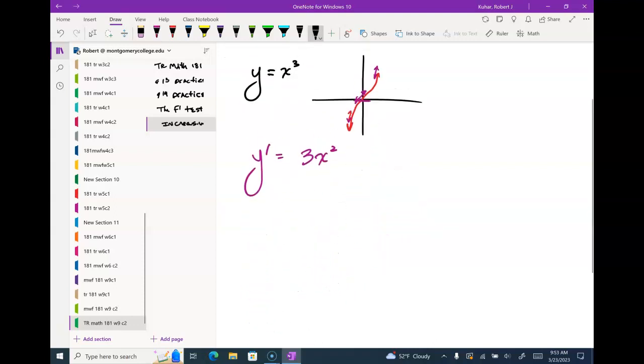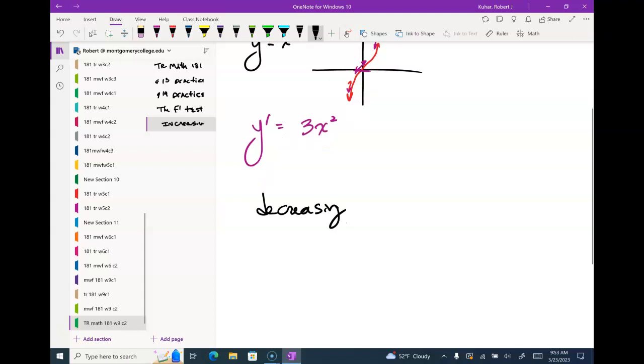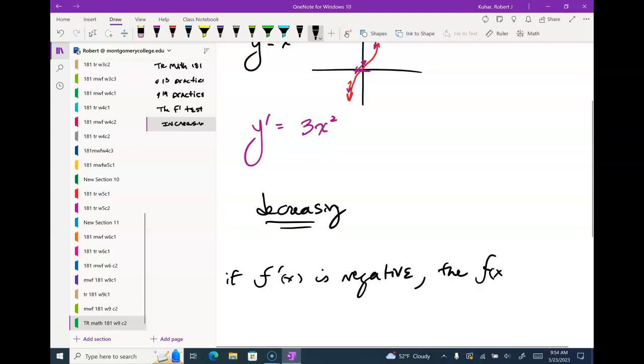What about my decreasing piece? Well, you already know, right? Because your gut instincts are right. As humans, we're pretty good at picking up patterns. So the decreasing piece says if f prime of x is negative, then f of x is decreasing.